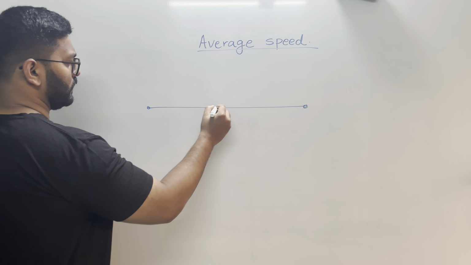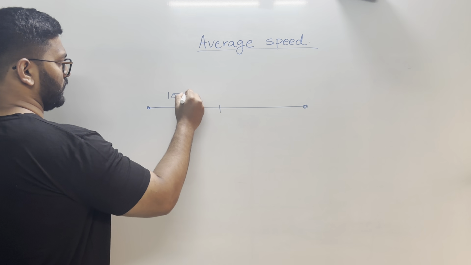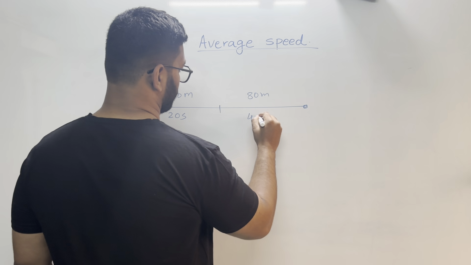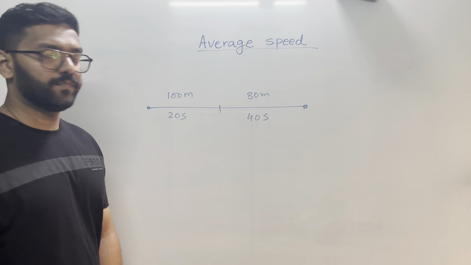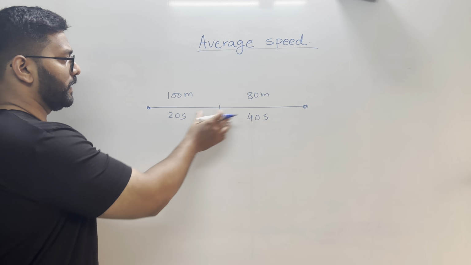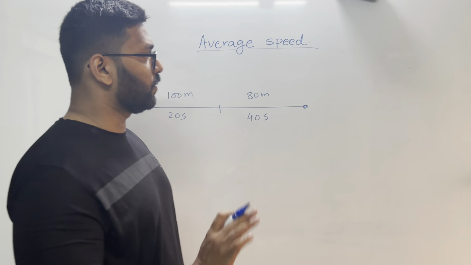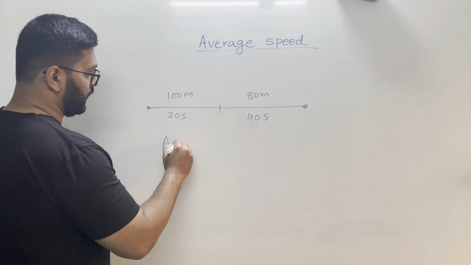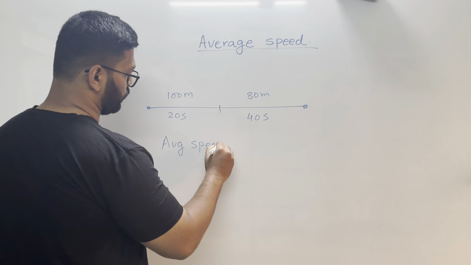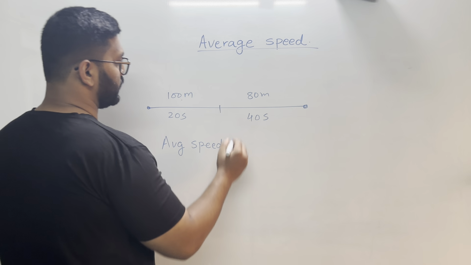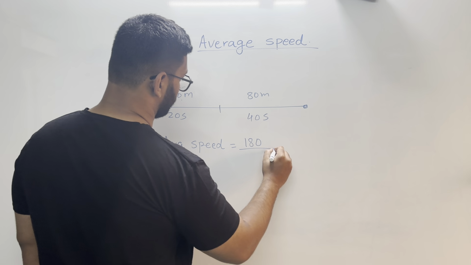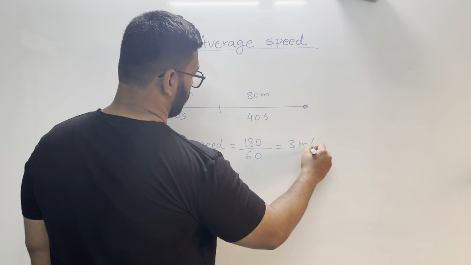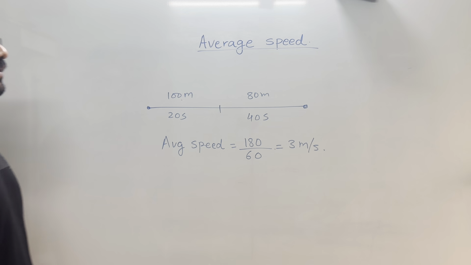Suppose there is a car which covers a 100-meter distance in 20 seconds and an 80-meter distance in 40 seconds. What is the average speed? Now don't average the speeds, V1 plus V2 by 2. That is not the meaning of average speed. Go according to the definition. Average speed is total distance by total time. 100 plus 80 is 180, divided by the total time 60. So the average speed comes out to be 3 meter per second.